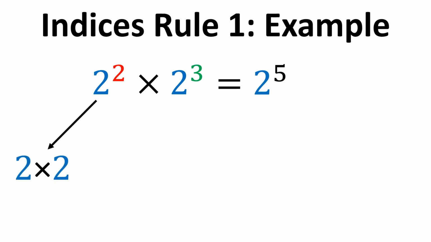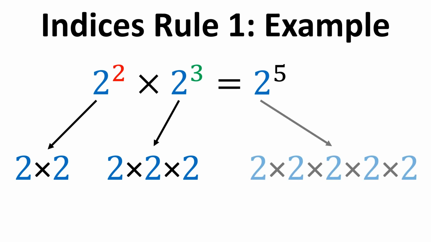And we can see why this works by expanding everything out. So 2 to the power of 2 is 2 times 2, 2 to the power of 3 is 2 times 2 times 2, and 2 to the power of 5 is just 2 multiplied by itself 5 times. And if we multiply the 2 to the power of 2 by the 2 to the power of 3, we can see that those two are equal.